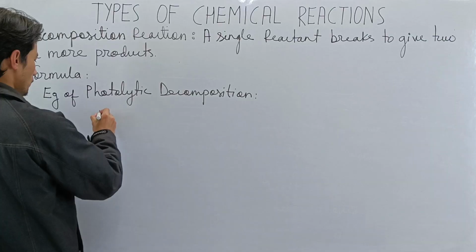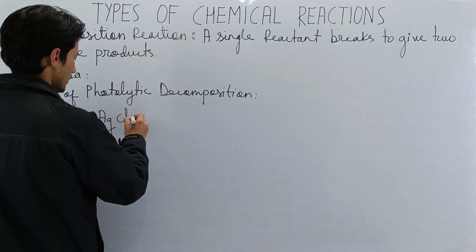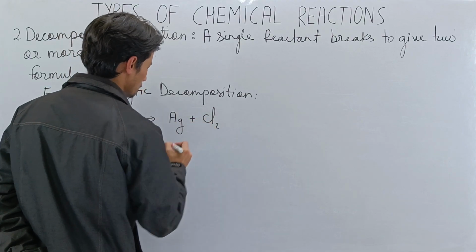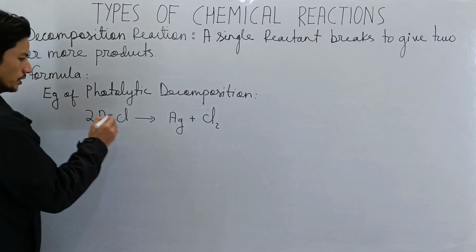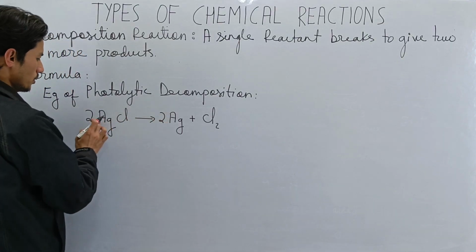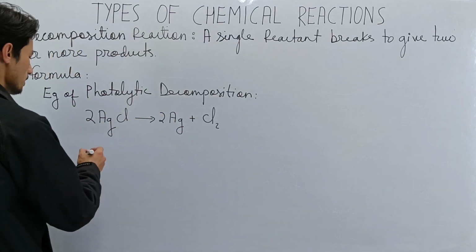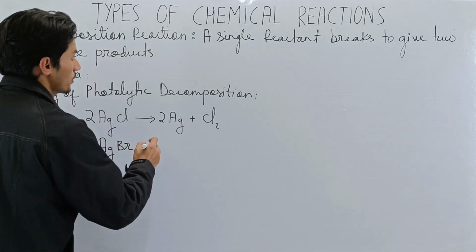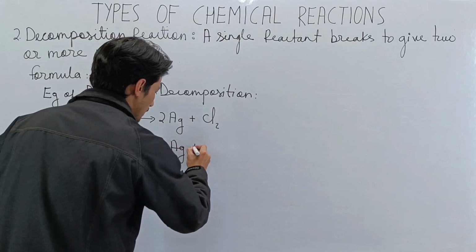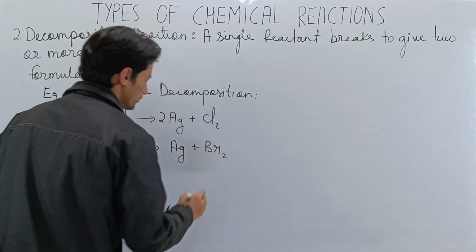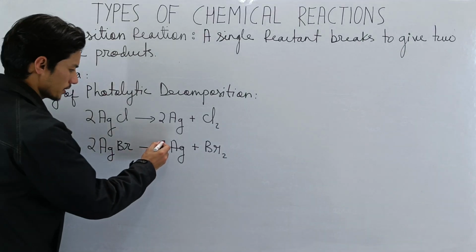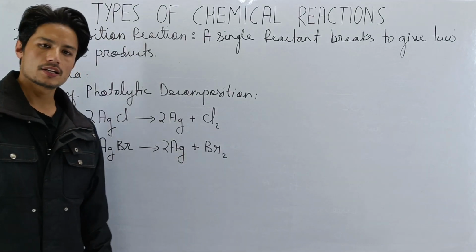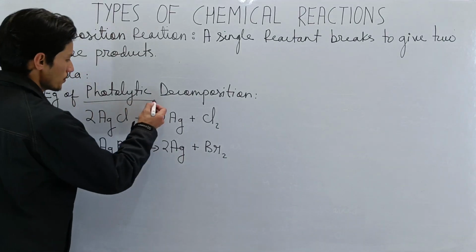So the two examples are here. We have AgCl, which gives you Ag plus Cl2. To balance it, you write here 2 and you write here 2. So 2Ag, 2Ag, 2 chlorine, 2 chlorine. Okay. Another reaction is that of AgBr, giving you Ag plus Br2. To balance it, you write here 2 and then you write here 2, 2Ag, 2Ag, 2Br, 2Br. Now these are the two examples of photolytic decomposition which is mentioned in your textbook.